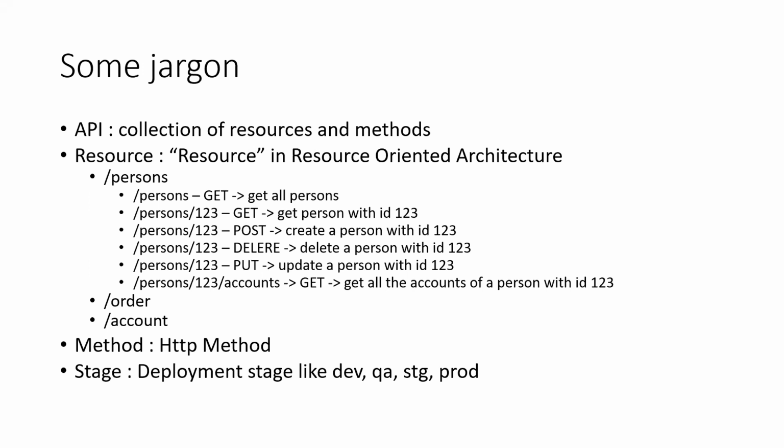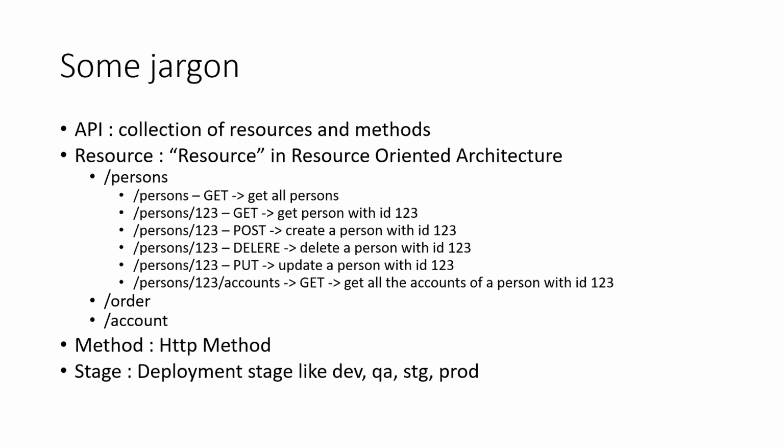So let's talk about some jargon before we look at an example with the API gateway, right? So an API is a collection of resources and methods. Let's talk about what a resource is. There is a concept called resource-oriented architecture, ROA. In the resource-oriented architecture, the resource is the central focus. That is your noun.